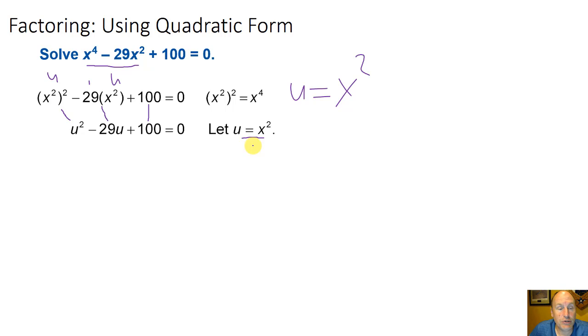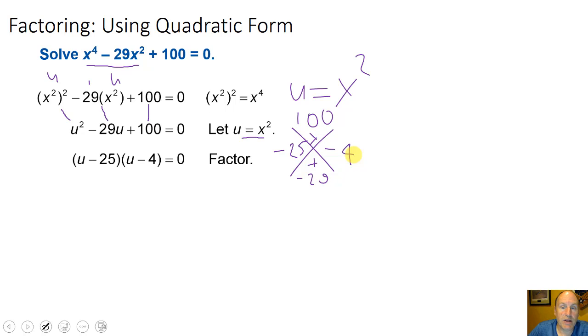It's called substitution. Everywhere we see an x squared, we're putting in a u, and now it's in a quadratic form which you may already be familiar with how to solve. Now 100 has a lot of factors, but if we use the X technique, I'm looking for numbers that multiply to give me 100 and add together to give me negative 29. So we're going to do the short version here. Negative 25 and negative 4 work. So this is rewritten as u minus 25 times u minus 4 equals 0.